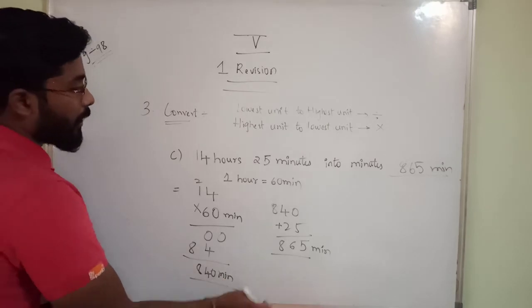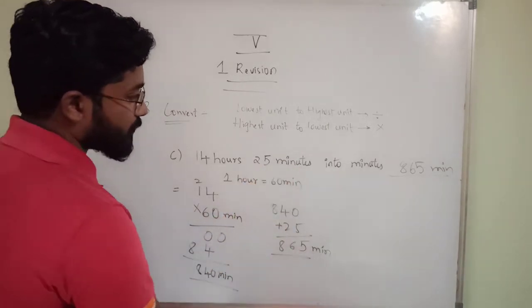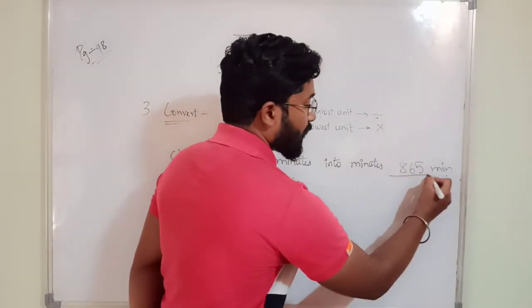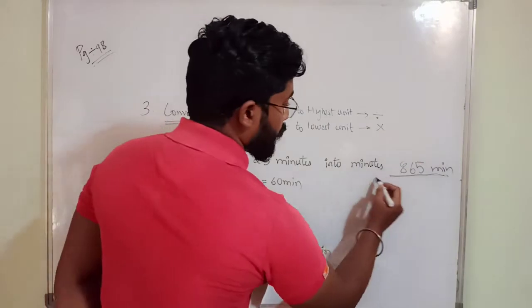For this you have to add 25 minutes. 840 plus 25, 865 minutes is the answer. You have converted this 14 hours 25 minutes into minutes, totally minutes.